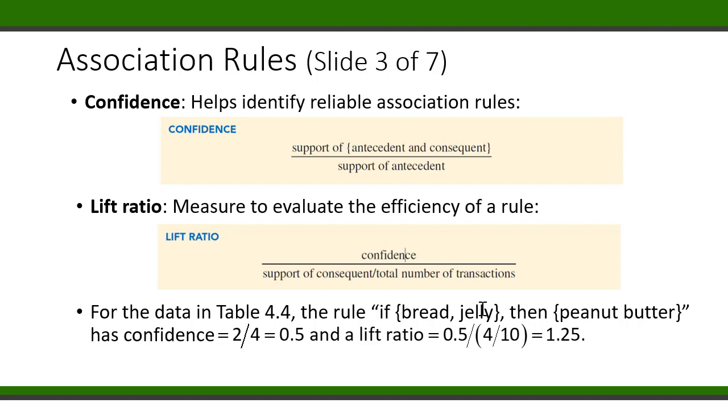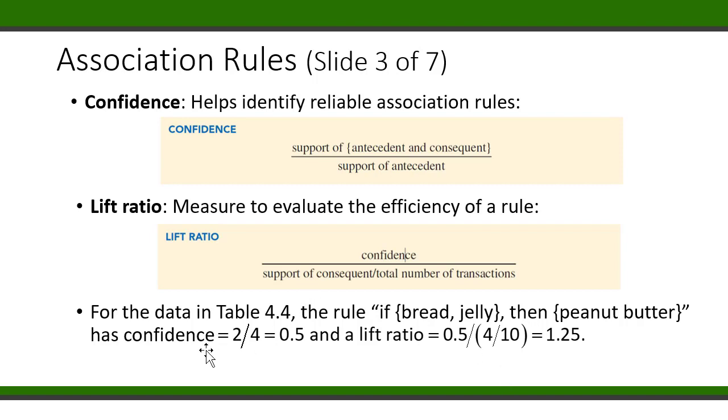Another thing we calculate is lift ratio, and it's a measure to evaluate the efficiency of the rule. It's calculated by taking the confidence that you calculated up here divided by the support of the consequent divided by the total number of transactions. If you have a lift ratio greater than 1, that would suggest its usefulness to the rule, and it's better at identifying cases or observations than not using any rule at all.